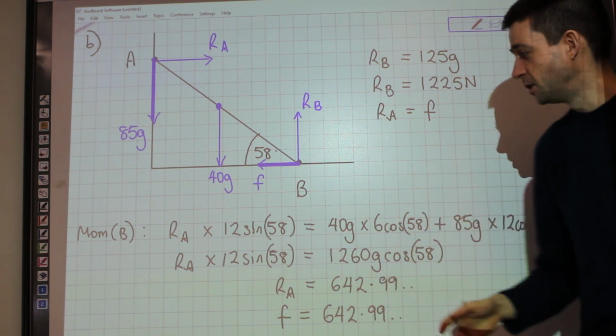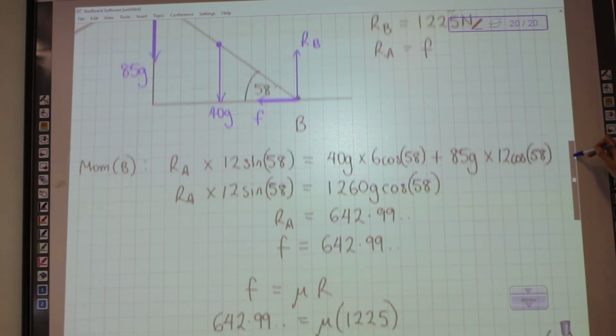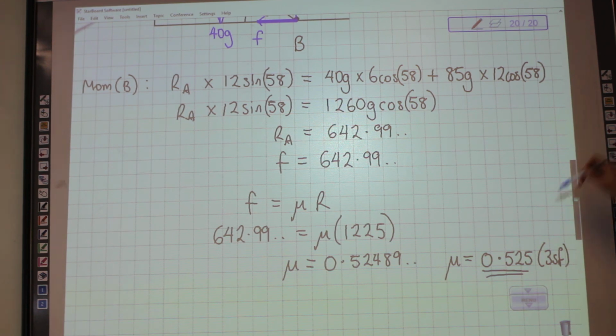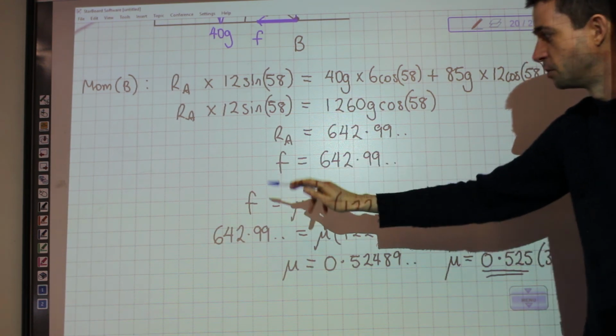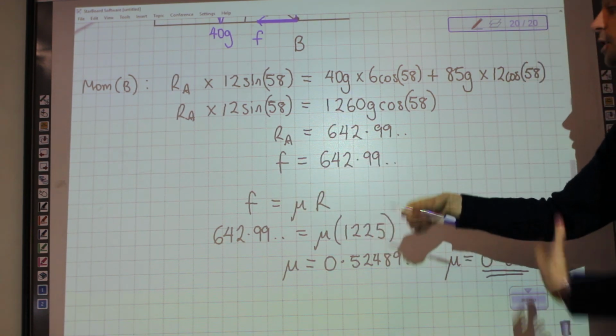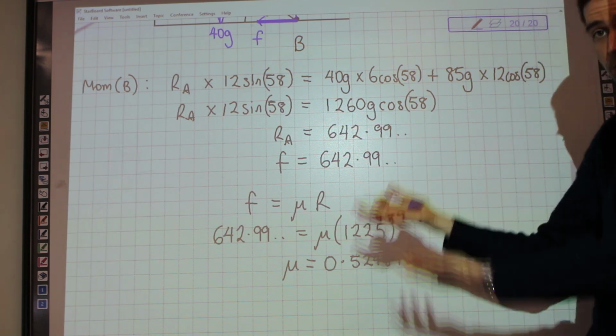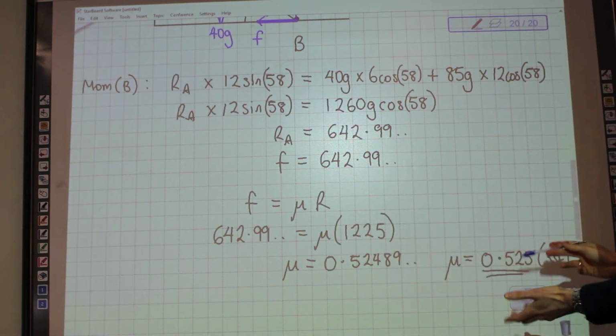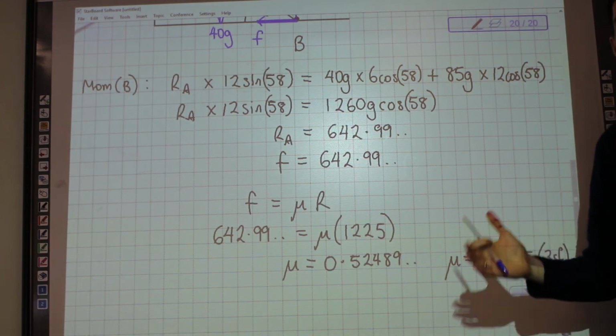Doesn't matter what order you do them in. So, we worked that all the way through, and then we used that friction was mu times reaction force, using the reaction force at B because that's where the friction was happening, and then we got our value for mu. Job done.